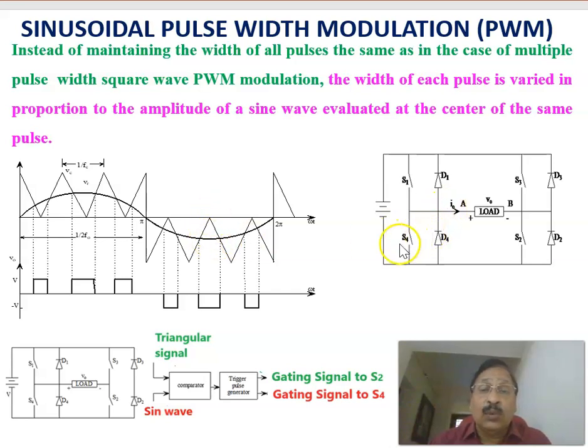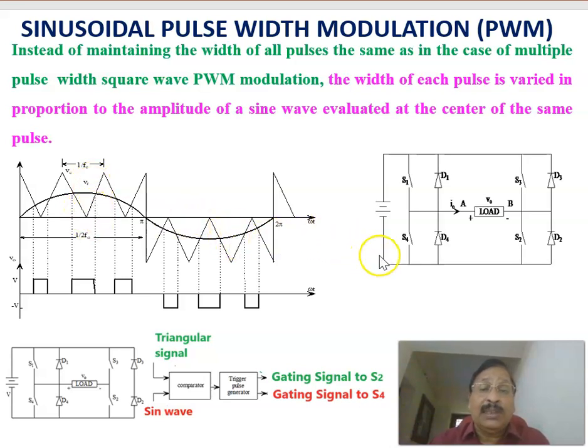Then again, S4 is closed. Then during that period, you will be getting again a negative voltage between A and B. So that pulse width is varying proportional to the magnitude of the sine signal, which is the modulating signal. Therefore, you can see that, unlike the square wave multiple pulse PWM, here the pulse width is changing and the width of the pulse is proportional to the magnitude of the sine wave.